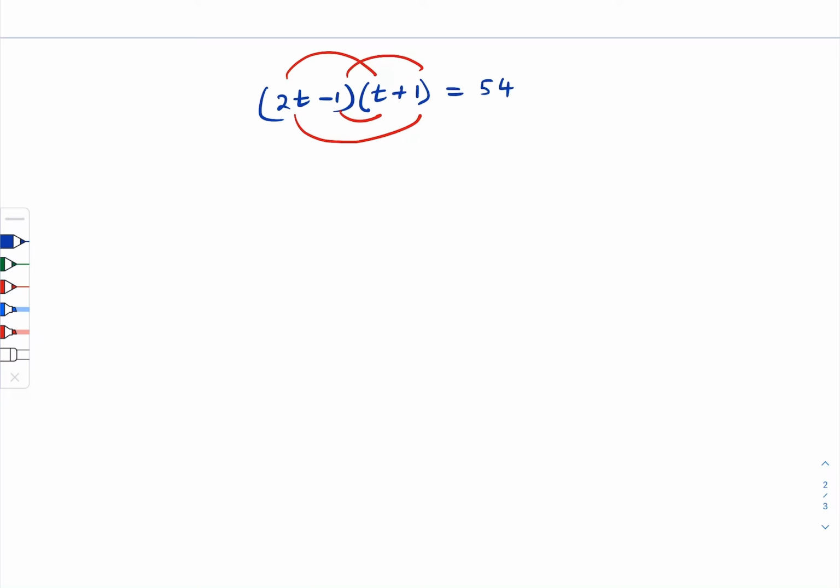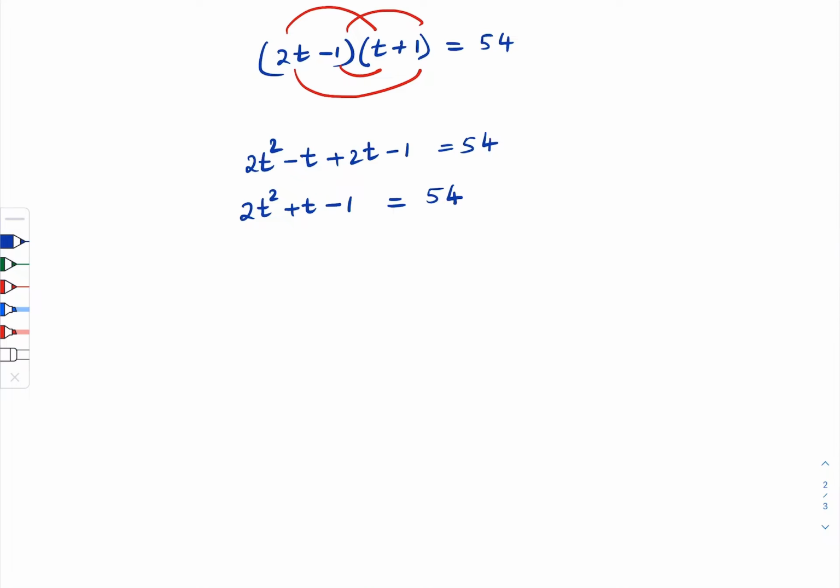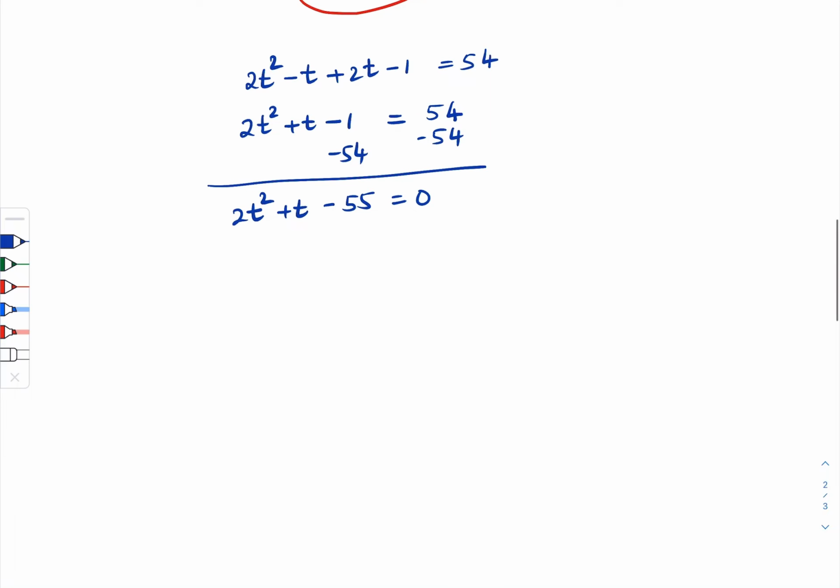So 2 times t is 2t squared minus t plus 2t minus 1 is equal to 54. That gives me 2t squared plus t minus 1 is equal to 54. Okay, now let's go ahead and pull the 54 over to the left-hand side. So I get 2t squared plus t minus 55 is equal to 0. All right, now let's go ahead and use my quadratic formula.